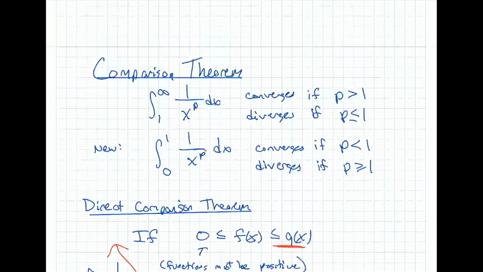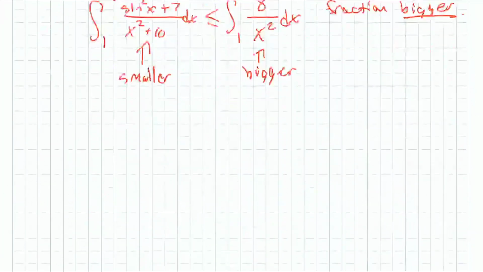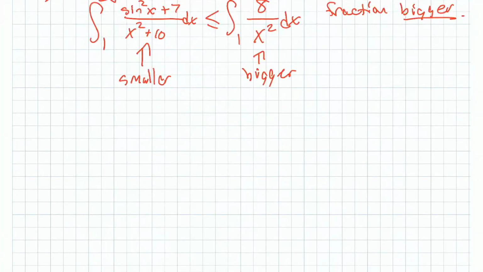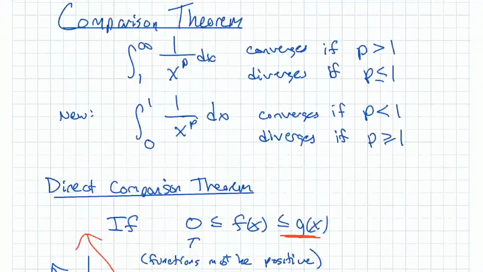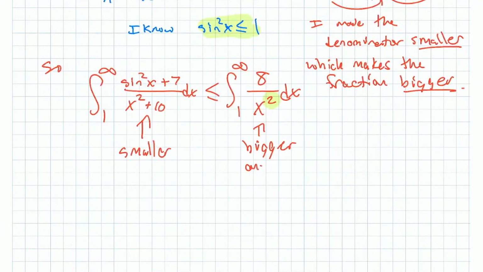So you look at your integrals that you know. What's the p? The p is 2, right? Actually, the p is 2. So if p is 2, then we're here, right? P greater than 1 because it's 2. So it converges. So this is bigger and converges.